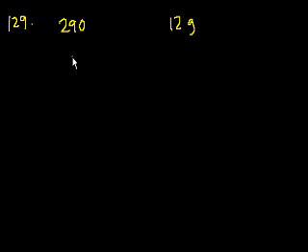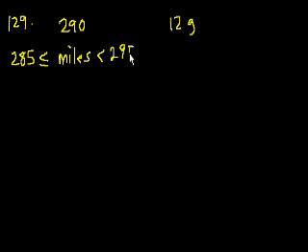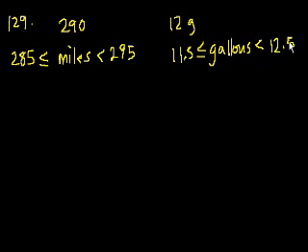So if this is rounded to the nearest 10, then her miles had to have been greater than or equal to 285, right? Because anything 285 or more would have been rounded to 290, but then less than 295. Because anything less than 295 would be rounded down, but 295 itself would be rounded up to 300. Fair enough. And her gallons had to have been greater than or equal to 11.5 gallons by the same logic, and less than 12.5 gallons.